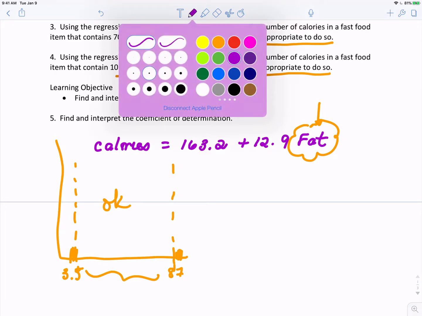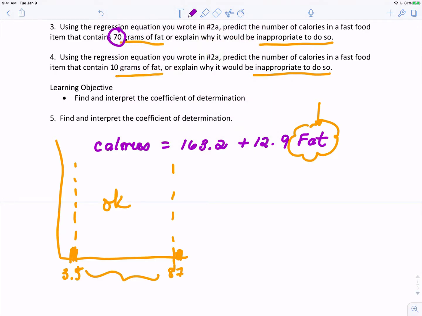Okay, so what numbers were we given? In the first one, 70. So 70 is within the scope of the data, and we were asked about 10. 10 is also within the scope of the data. So it's okay to do both problem number 3 and problem number 4. Here's an example of something where it would not be okay. What if we asked instead about 70, we asked about 700? Notice 700 is far beyond 87. So if it was 700, we could not do this problem. But since we asked about 70, the answer is yes, we can. And how do we do that? We just plug in 70 for fat.